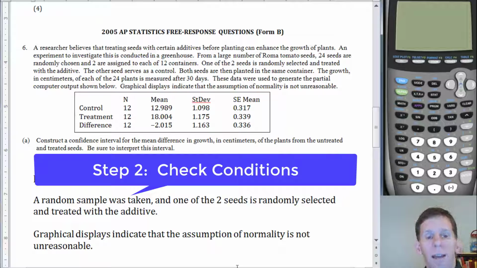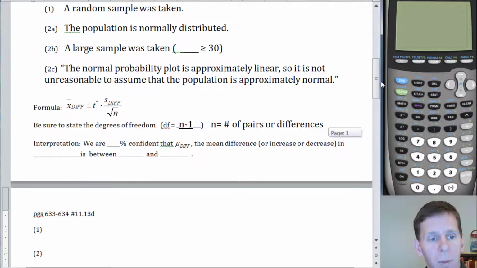The other issue is that we don't have a large sample size. We only have 12 sets of points, and we don't have any data we could even graph to address condition 2C. So it's good that it says this information is normal. Let's move on to actually constructing our confidence interval in step 3.